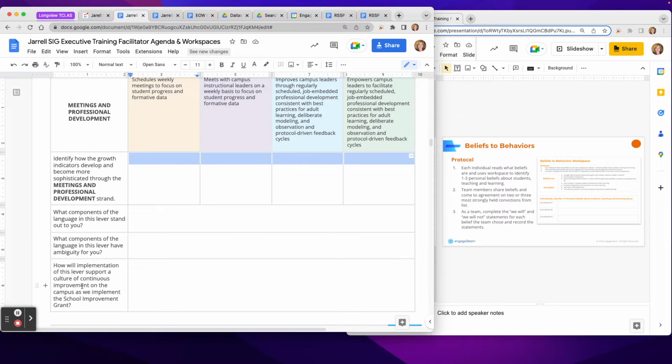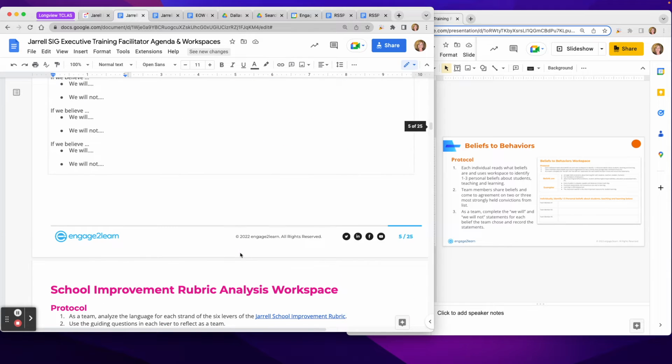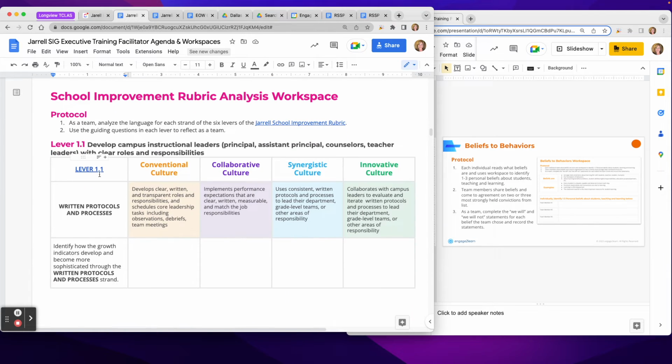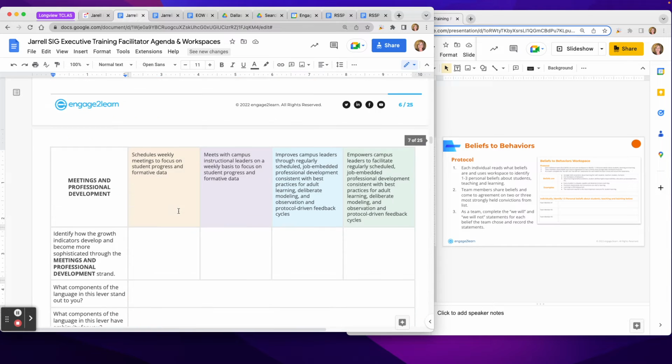And then there are 3 questions here that go beyond that analysis of the GIs. What about this language stands out to you? What has ambiguity that you want to talk about? And how will this implementation support a culture of continuous improvement on the campus as they implement the school improvement grant? This campus has gone with levers 1 and 3 on their targeted improvement plan.